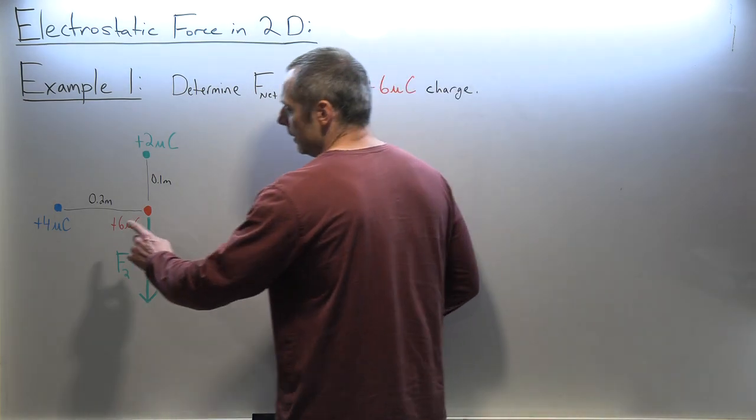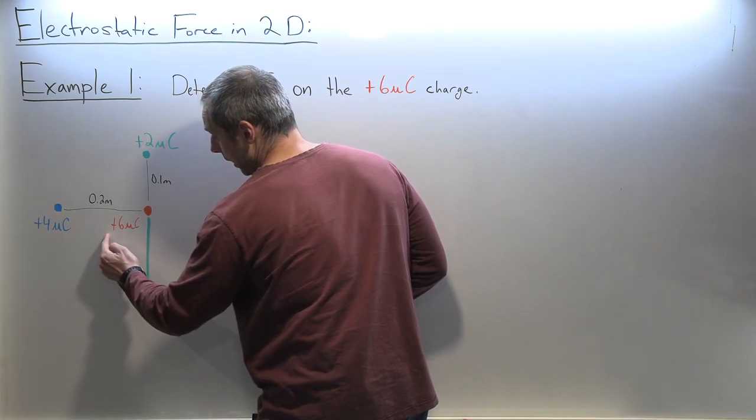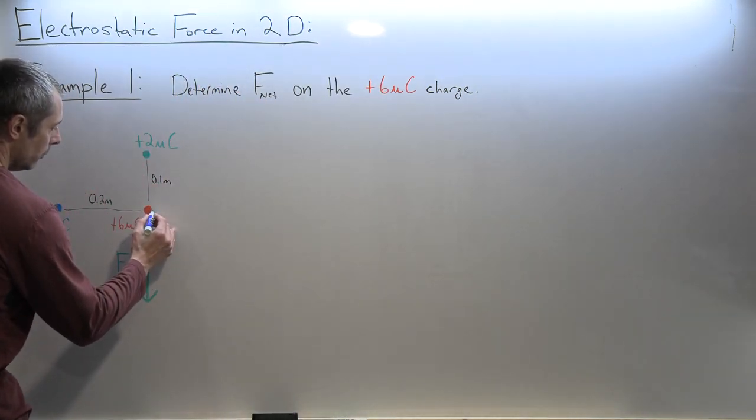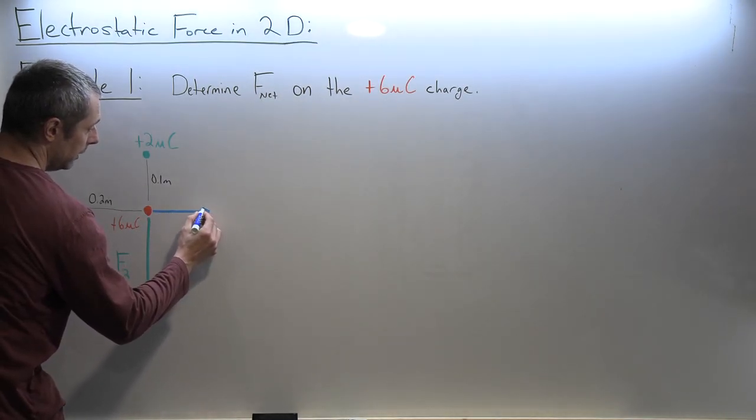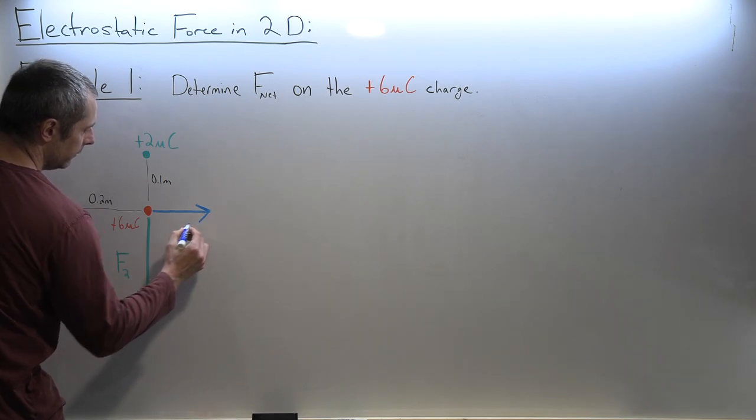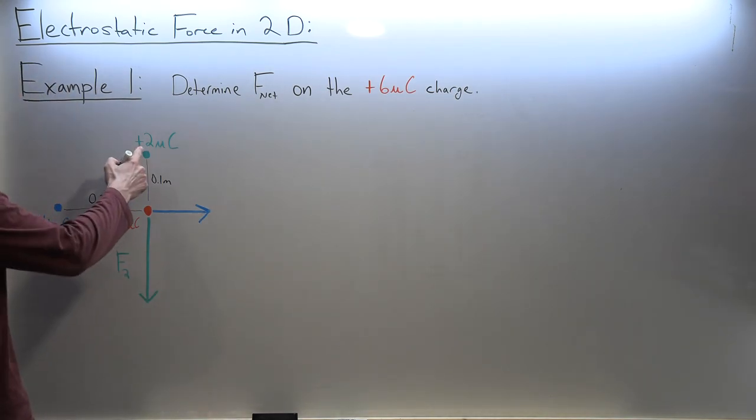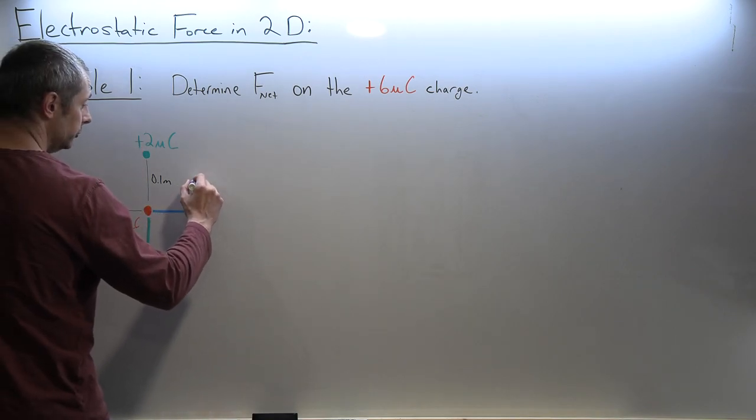Okay, so now, in addition, we have this 4 microcoulomb charge, positive, positive, it's going to repel this way. So I'm going to draw that force. We're actually going to see later that it's a smaller number of newtons than the other force. So I'll draw it a little shorter. And just like this was F2 because of the 2, I'm going to call this one F4 because it came from the 4 microcoulomb charge.